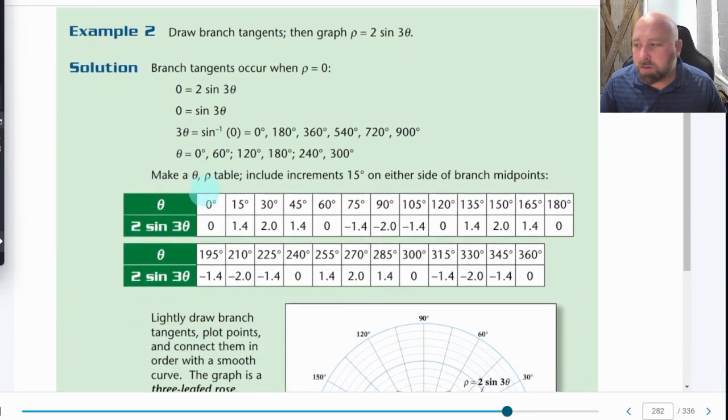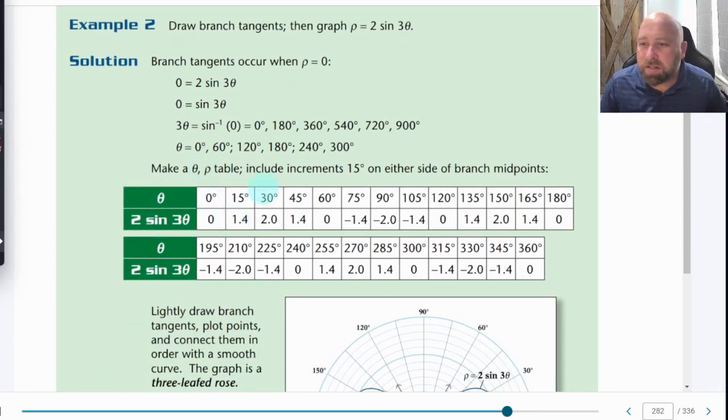Jump back over here to the book, page 282, and take a look at this. So as we're kind of building out our charts, this was from last lesson where we talked about how to do this. So here's our theta, and here's our rho. Remember, our rho, there we go. And so as we do this, when our rho equals 0 at that degree, so at 0, we're going to have a branch tangent.